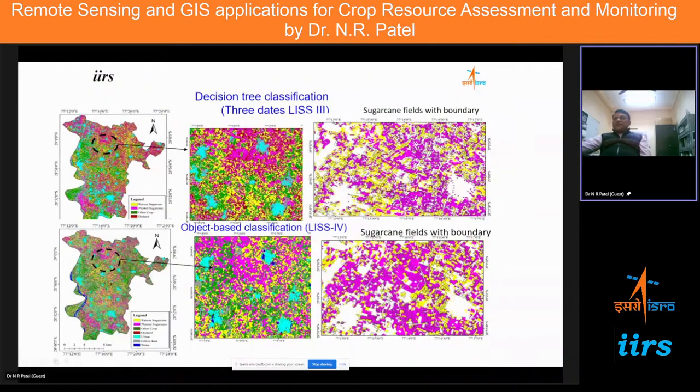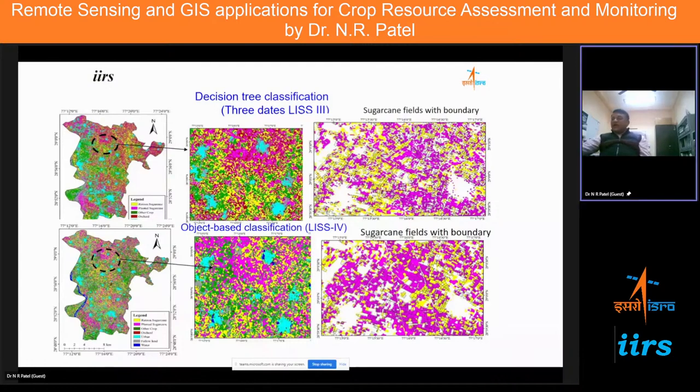Here you see this is district level classification and this is ground based observation, where on the ground we observed ratoon and plant sugarcane. This is LISS-4 and similarly the ground based sugarcane field inventory with the GPS survey. So you can see all this pink is sugarcane field, pink and yellow. So we could classify with greater accuracy with both image segmentation as well as the decision tree classifier.